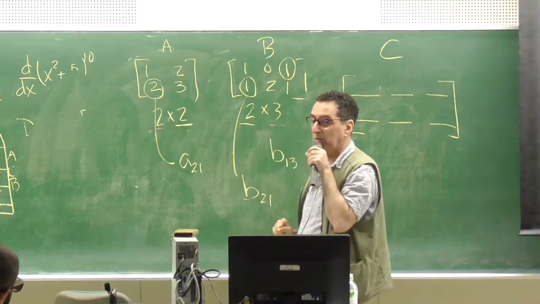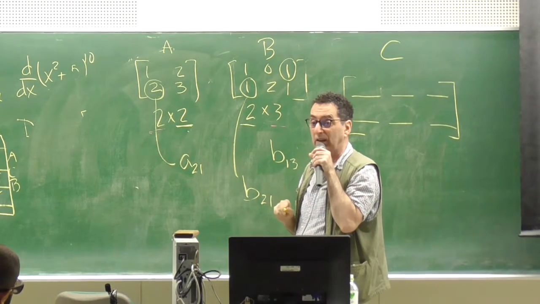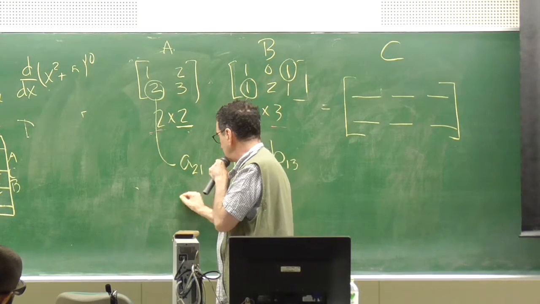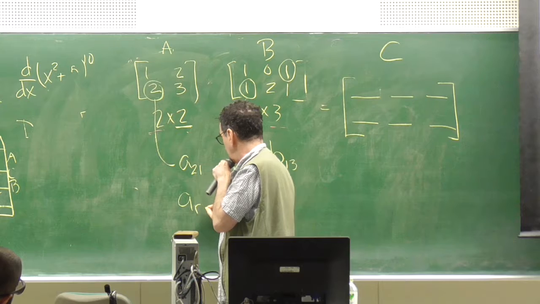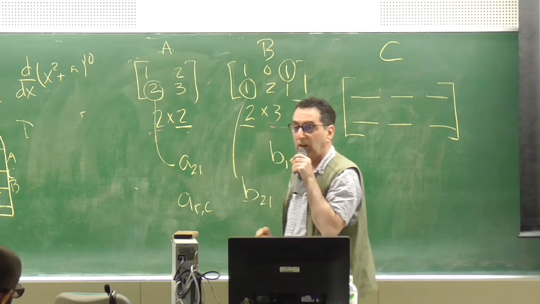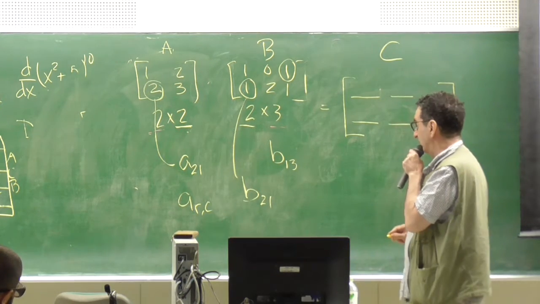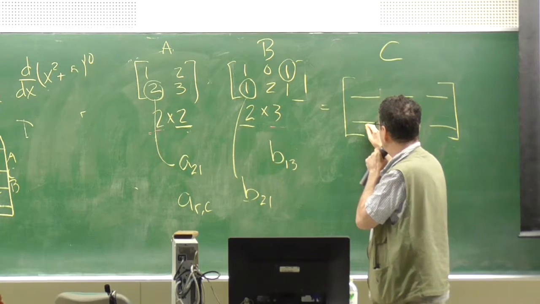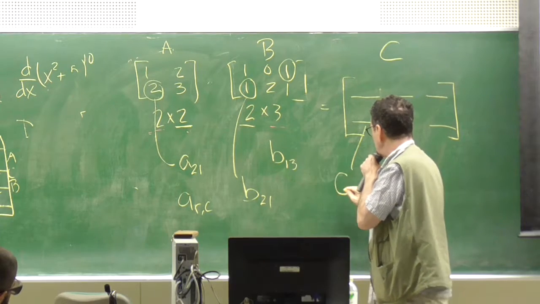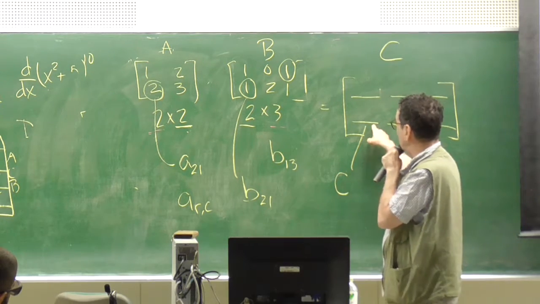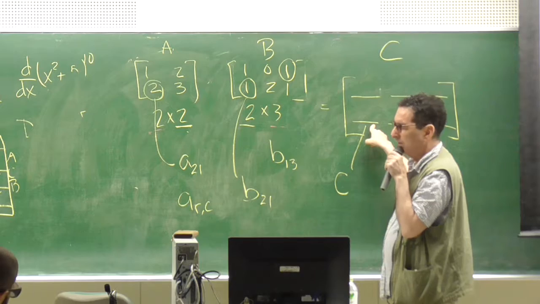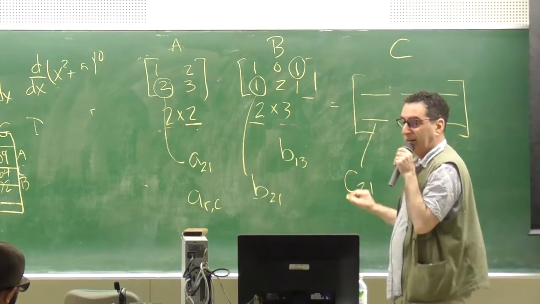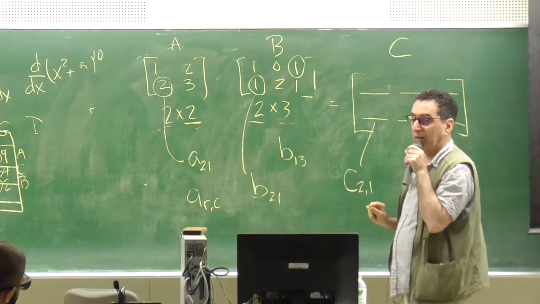B21. Okay, so these subscripts help us to keep things organized. Whenever you write a subscript, you write the row and then the column. Okay? The row and then the column. So this one I could call, let's say, C2,1. Right? So the second row and the first column.